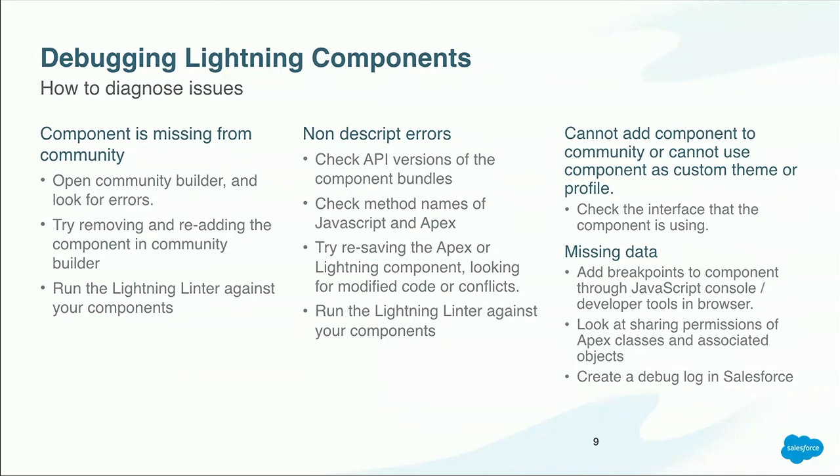The next one is that there's a Lightning linter command line interface that you can use, and that'll help you detect any JavaScript errors that happen. Then there are a couple other errors too, like the API versions of the components, as I mentioned. You want to check the method names, so on and so forth.